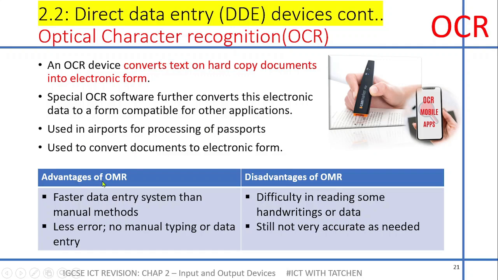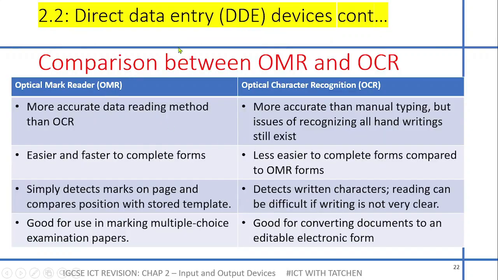Now, what are some advantages of OCR? Oh, I think there's a mistake here. Advantages of OCR: faster data entry than manual methods, fewer errors, no manual typing. So you don't need to type, you just scan. Disadvantages of OCRs: difficulty in reading some handwriting or data, still not as accurate as needed. So these devices still need to be upgraded. Now we can compare the OMR and the OCR. One reads marks, the other one reads characters. So let's compare them.